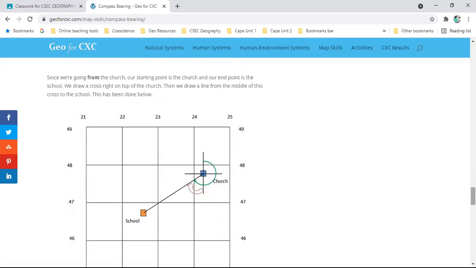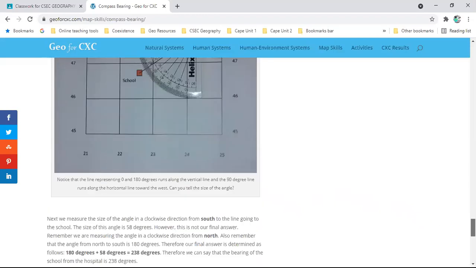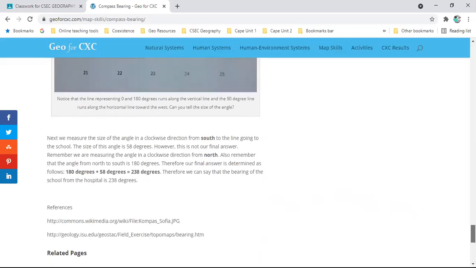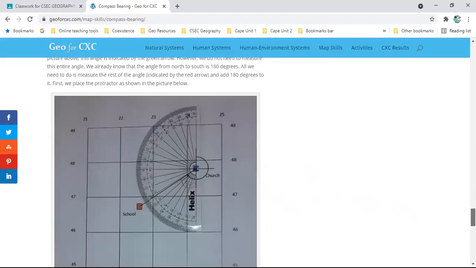Yes, miss. So look at it here now. You put your protractor now facing to the left and you measure 0, 10, 20, 30, 40, 50. This is about 55, 58. So it will be 180 plus 58, and it gives you 238. You understand that, Nasania?